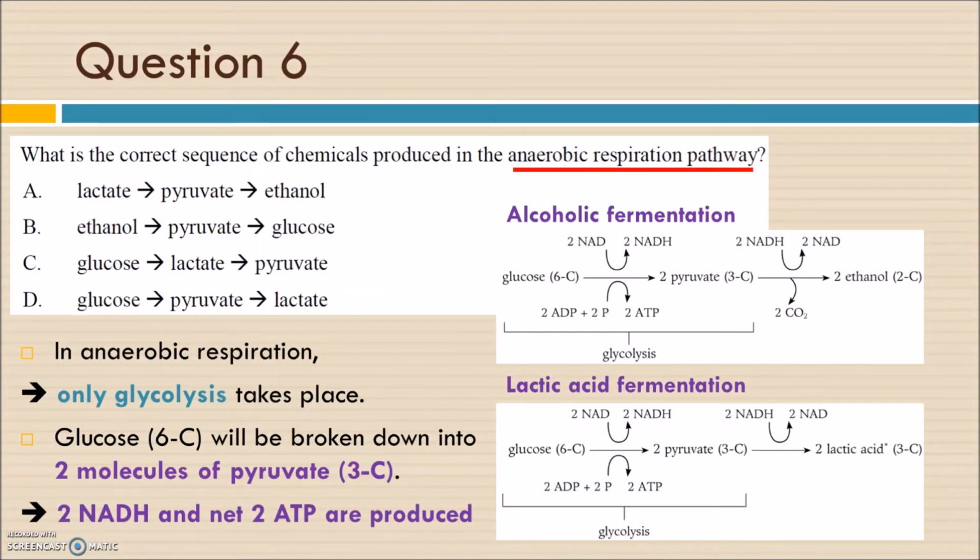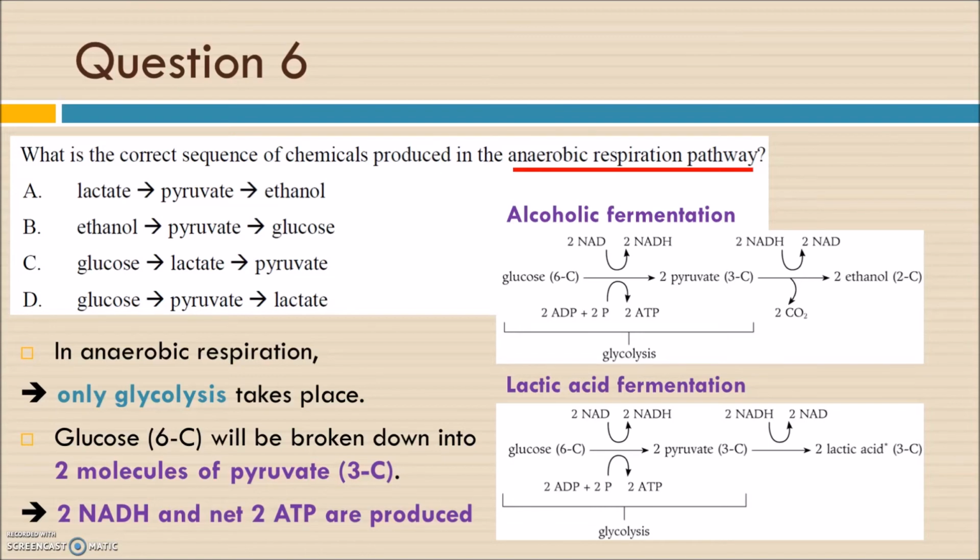For question 6, it asks about the order of chemicals produced in the anaerobic respiration pathway. Therefore, I showed you alcoholic fermentation and lactic acid fermentation first. So you can definitely find the common step is glycolysis. That is something we learned before among the three main processes, glycolysis, Krebs cycle, and so on. Only glycolysis takes place in anaerobic respiration.